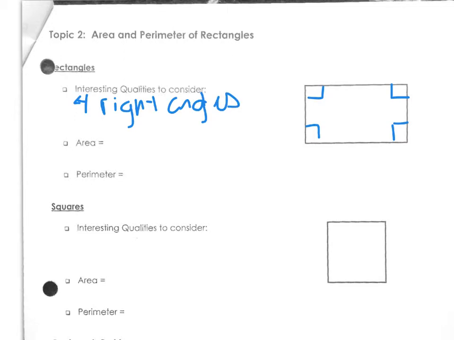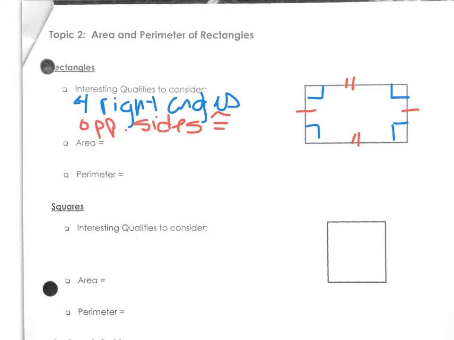We also know in this rectangle that the opposite sides are going to be the same length. So the left side is the same as the right side, the top is the same as the bottom. And remember, the fact that opposite sides are congruent, that's because it's a type of parallelogram.